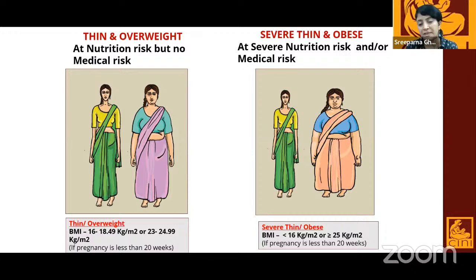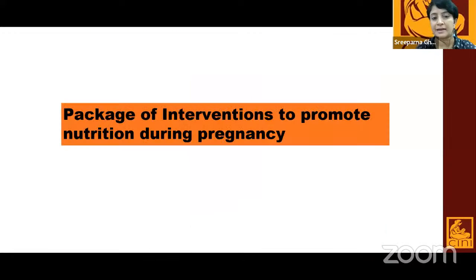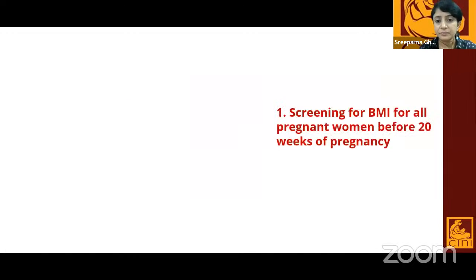other medical complications also. So given this algorithm, we have pregnant women falling into different BMI categories: severe thin, thin, normal, overweight, and obese. And we at CINI have been addressing this particular algorithm in the state of West Bengal through the specific public health program, the ANC service package. This is the package of interventions that we would like to promote for improving nutrition during pregnancy.